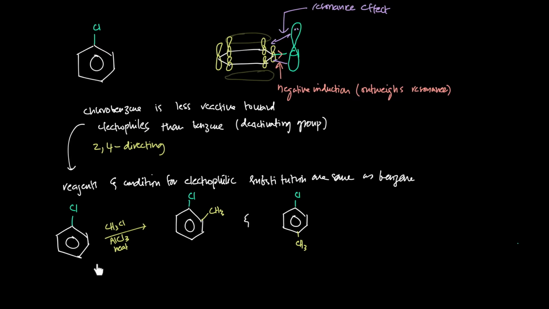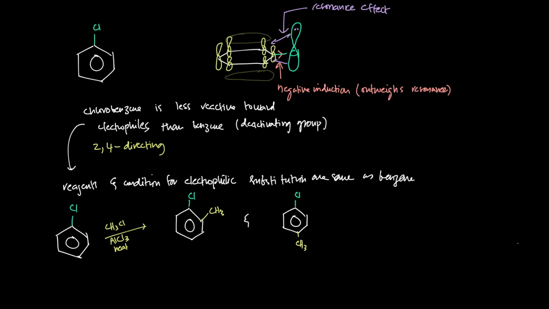Same thing for acylation, same thing for nitration. For acylation you'll use an acyl chloride and AlCl3 and heat. For nitration you're going to use concentrated sulfuric acid and concentrated nitric acid. Again, the nitro group will either go here or it'll go here. So it's the same set of reactions toward both. I'll just write this down.